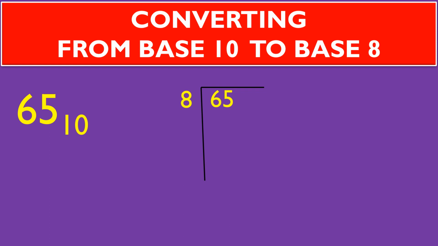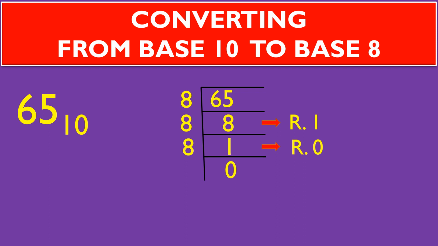Now 8 in 65 is 8 times, because 8 can go in 65 8 times. 8 times 8 is 64, therefore our remainder is 1. Now how many times can 8 now go into 8? It's once. So it's 1 time, and our remainder will be 0. And therefore we will also say 8 in 1, 0 times, but our remainder will be 1.